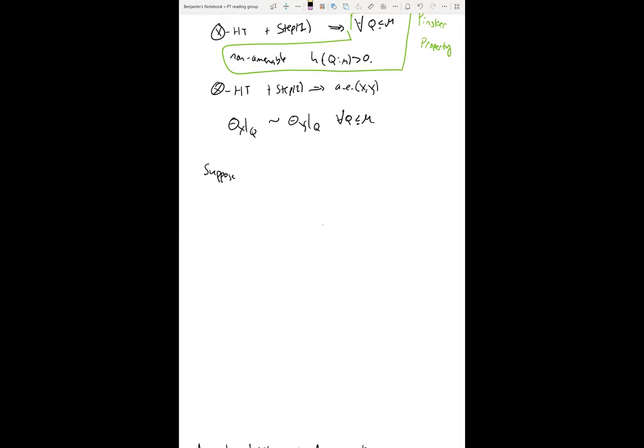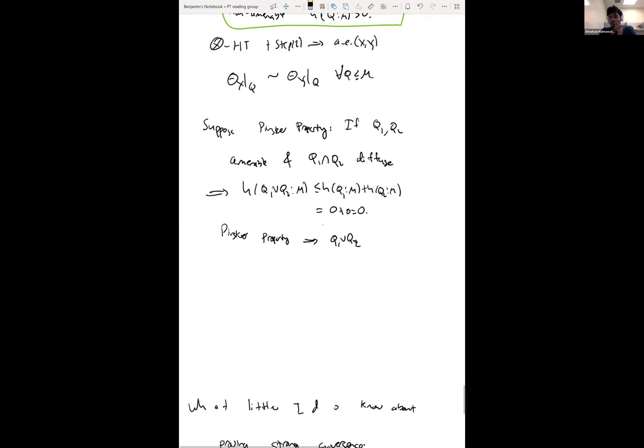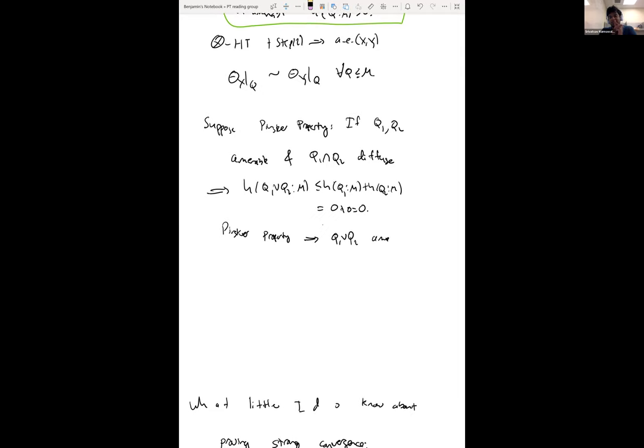Let's suppose Pinsker property. If Q1, Q2 are amenable and it has a huge intersection, then the one about an entropy of their join is less than or equal to the sum of these, because they have the diffuse intersection. Oh, I guess the statement of Peterson-Thom that I want is, right, within Q1 join Q2 is amenable. Yeah. Okay. I guess it's fine. It's cool.